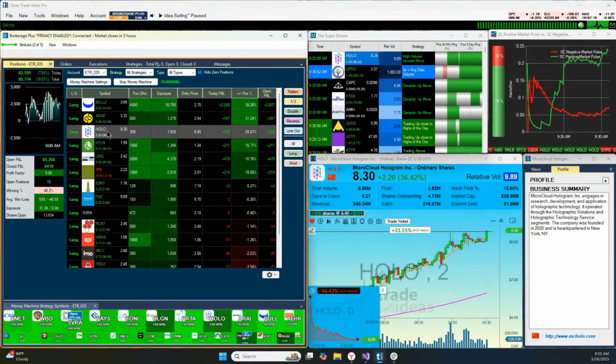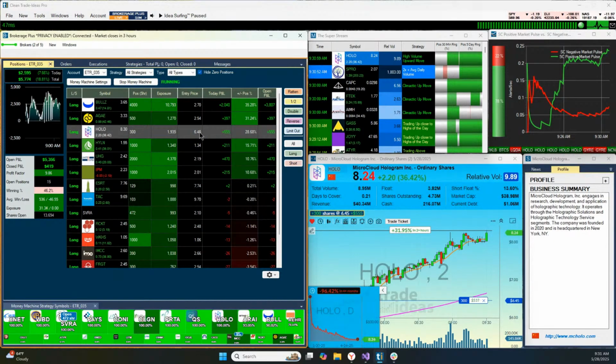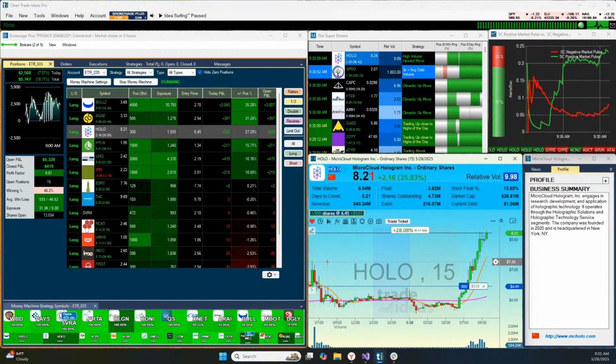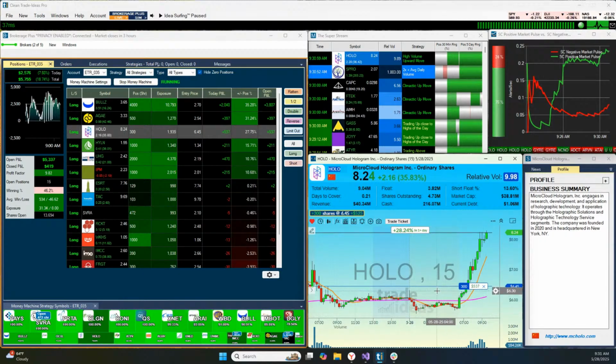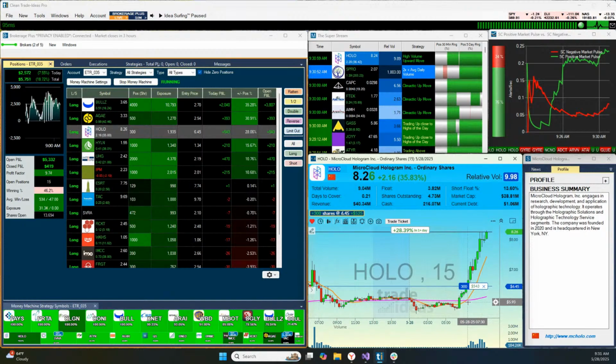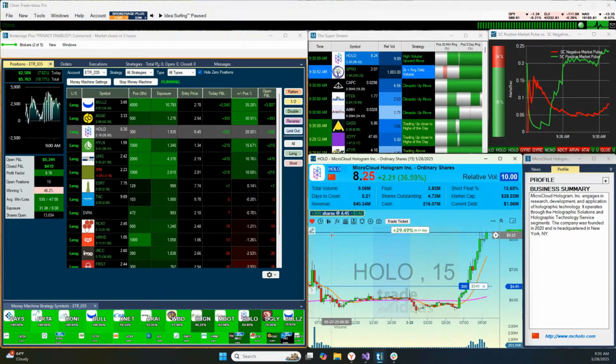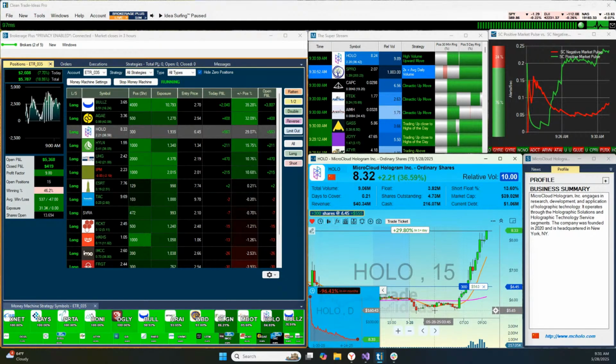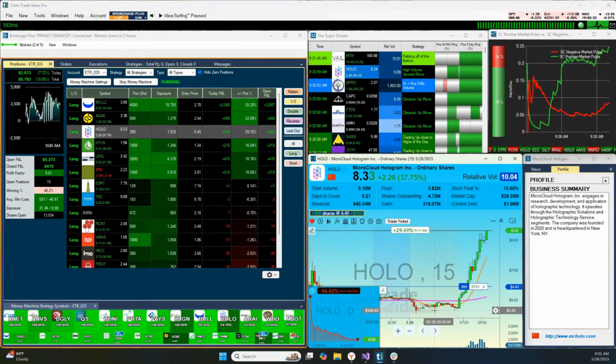Okay. So Holo, look at my entry. This one I put on today. Okay. I'm going to go to a 15-minute chart. Okay. This is my entry today. How can you not love this trade? I mean, you have to love it, especially when you see the picture in picture. This is why I encourage everybody to really understand the power of the picture in picture charting.